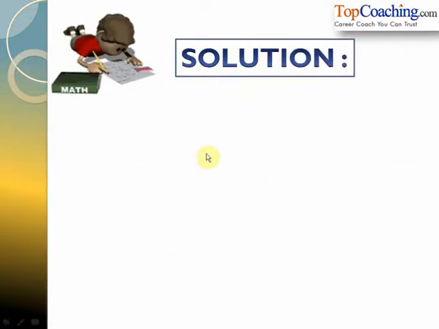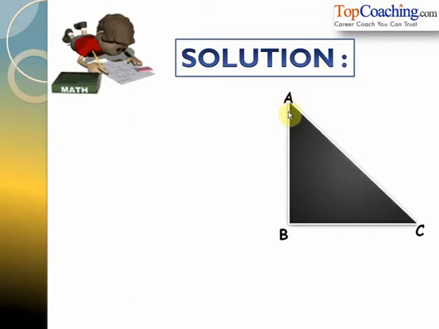So let's look at the solution of this. Let us say that this is the triangle ABC, which is right angled at P. So this is a right angled triangle right angled at P. Also given to us is the length of BC is equal to 24 centimeters and the length of AB is equal to 7 centimeters. And we have to find out the value of sin A, cos A, tan A and also sin C, cos C and tan C.